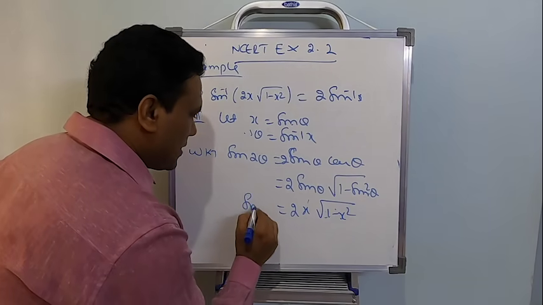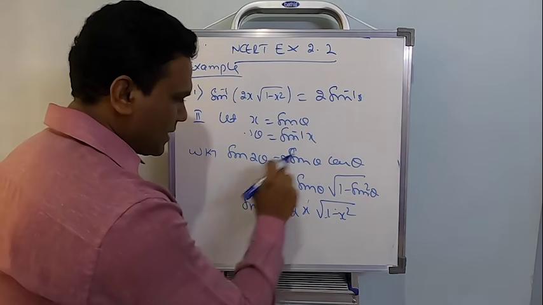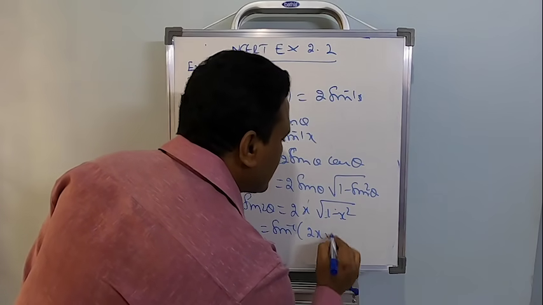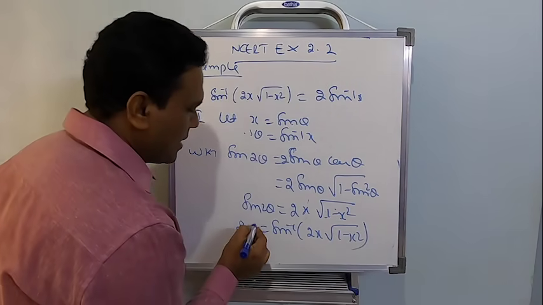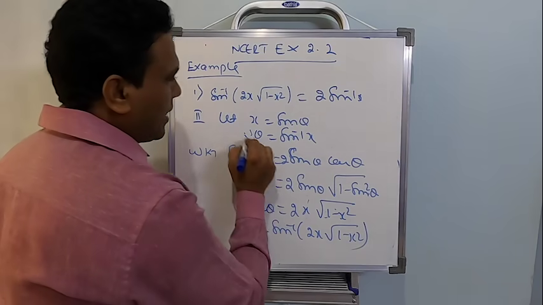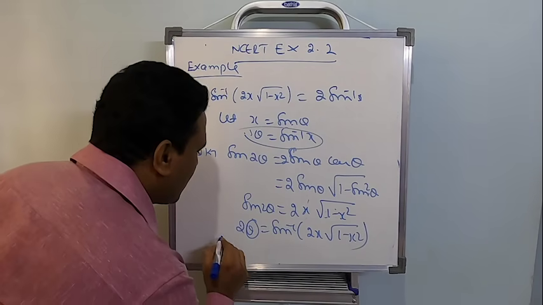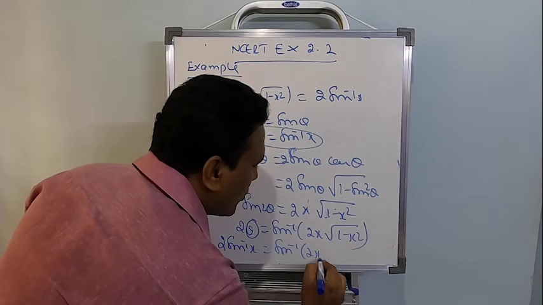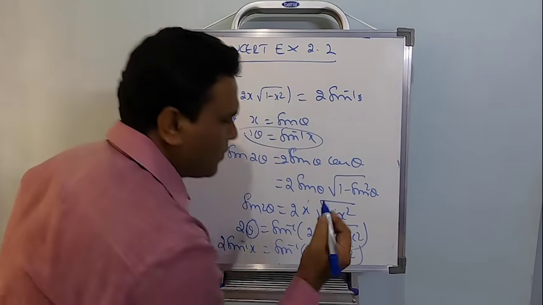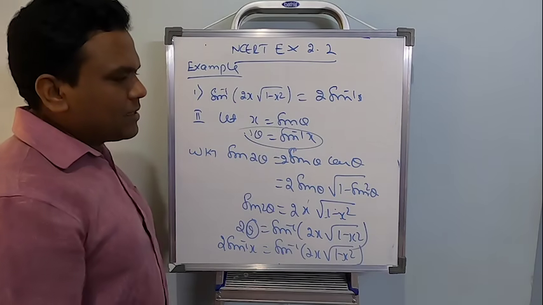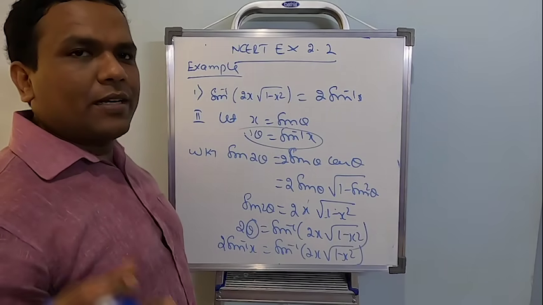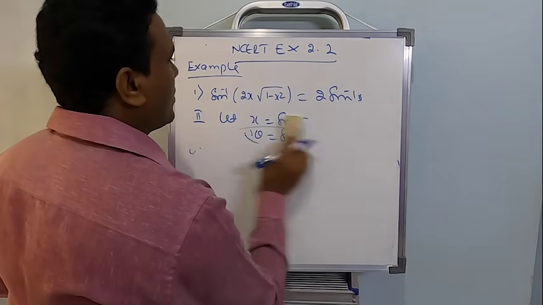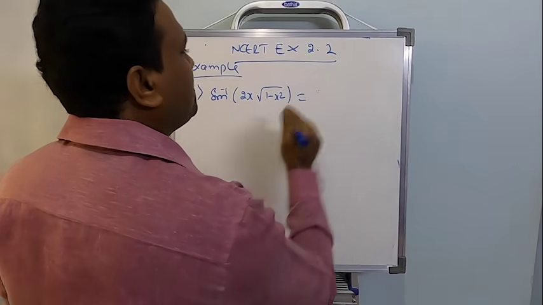Now what is the left hand side? Left hand side is sin 2 theta. Shift sin to the right side. So 2 theta equal to sin inverse of 2x into root of 1 minus x square. The last step, replace theta. The value of theta is sin inverse x. So the left hand side will be 2 sin inverse x equal to sin inverse of 2x multiplied by root of 1 minus x square. This is the second method. Any of the methods you can write, you will still get the marks. But for the next one I will explain only one method.